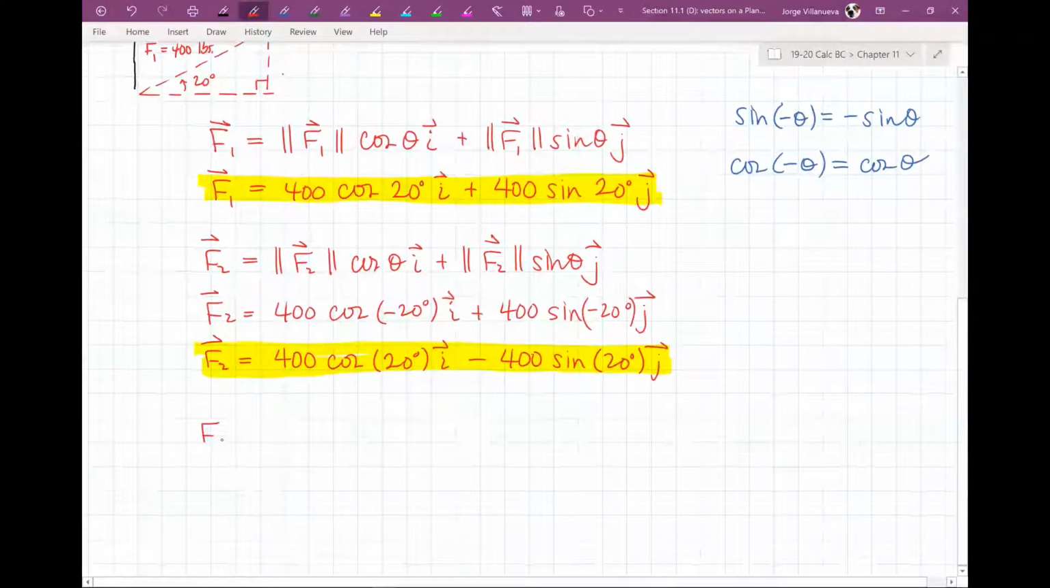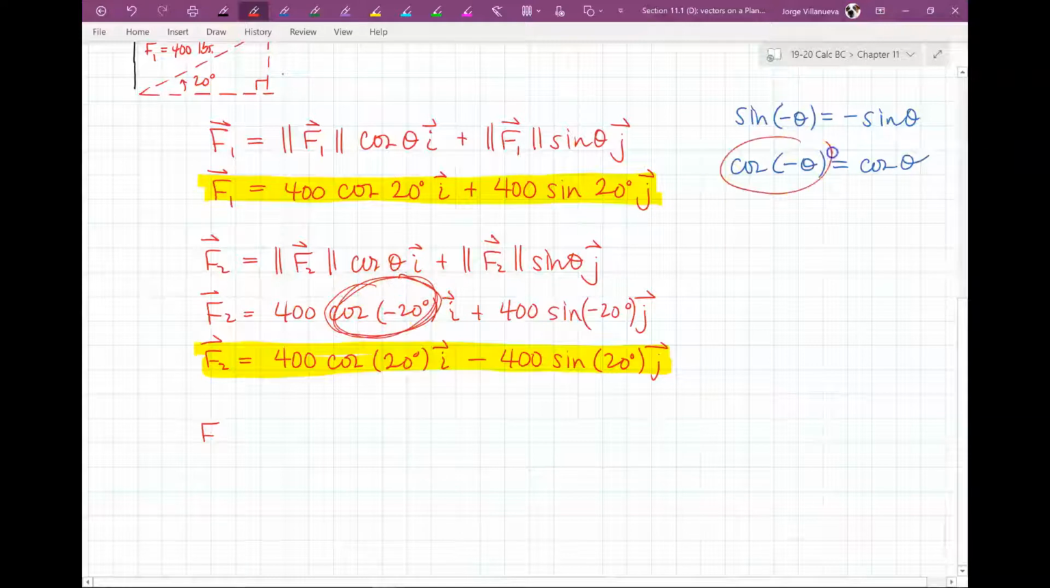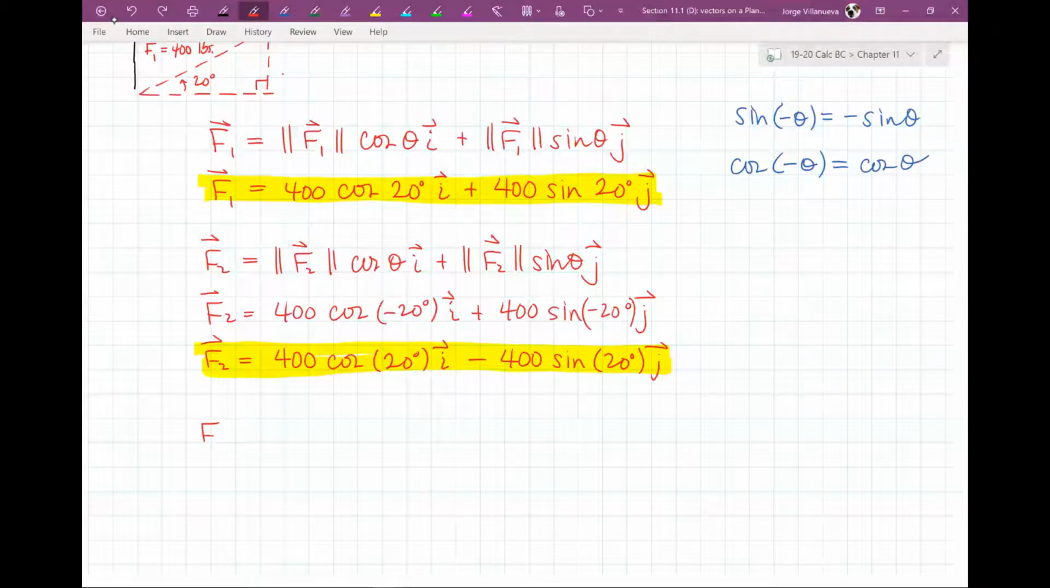Should the first 400 for force 2 be negative? Oh no, notice that cosine of a negative angle is the same as cosine of a positive angle, right? So I don't need to change the sign for that one. Notice I didn't factor it. I used an identity. I did not factor the negative out.